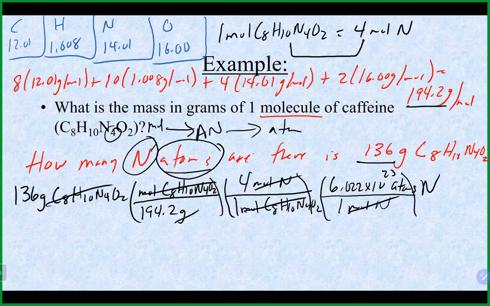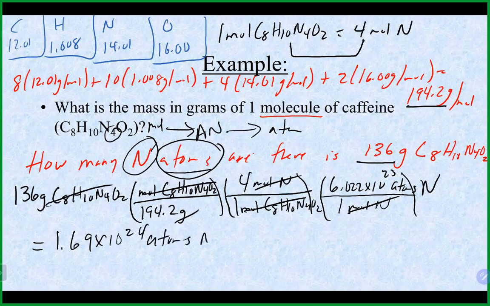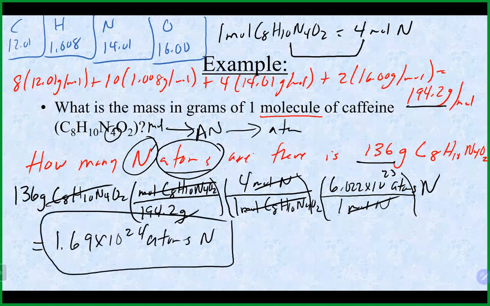Once again, punching it in, making sure we use our exponent button, multiplying what's on top, 136 times 4 times 6.022 to the 23. Hit equals, then divided by 194.2, going to get us a bunch of nitrogen atoms, which is something like 1.69 times 10 to the 24 atoms of nitrogen. Any questions on that one there?